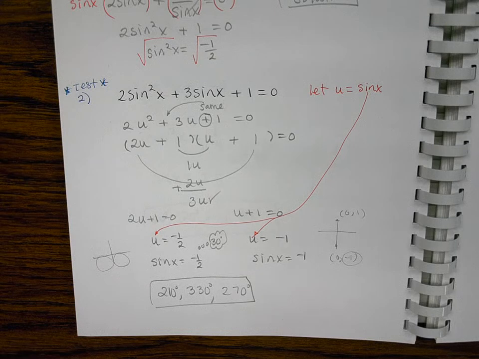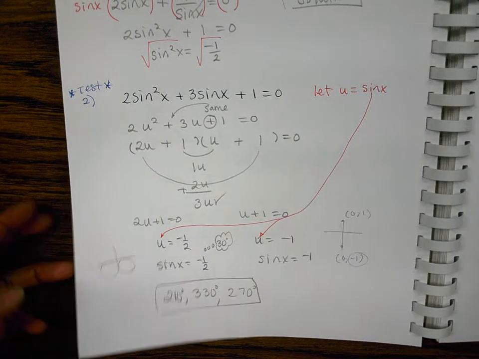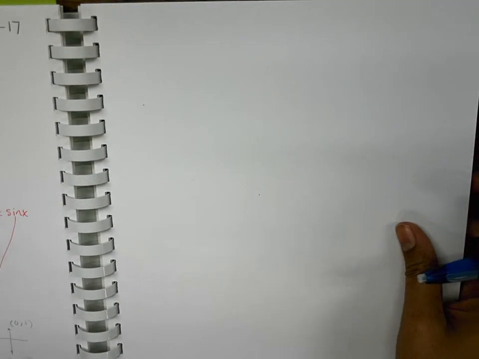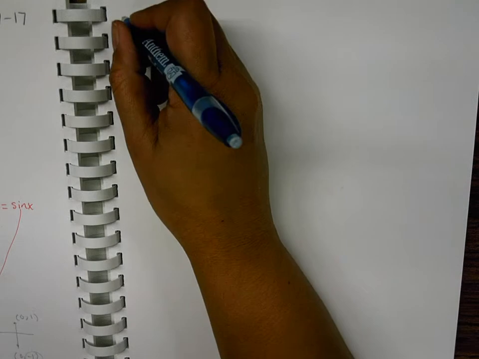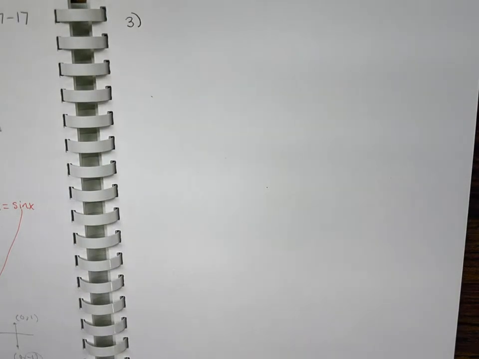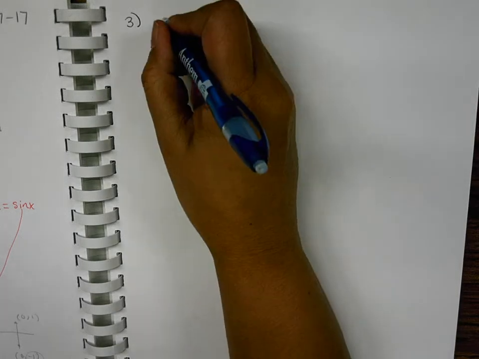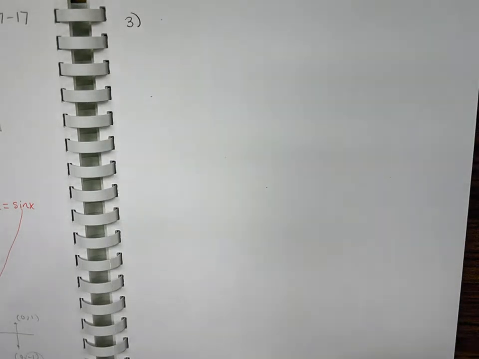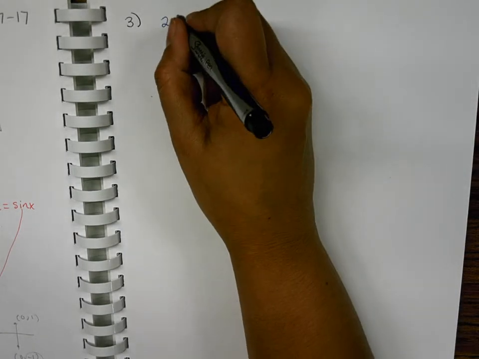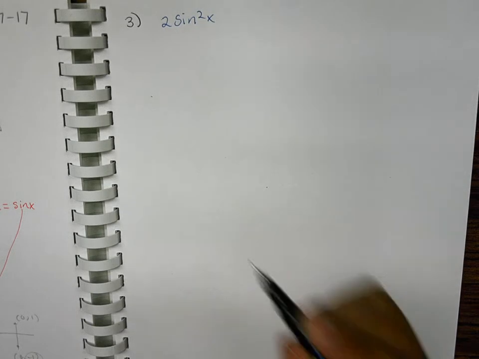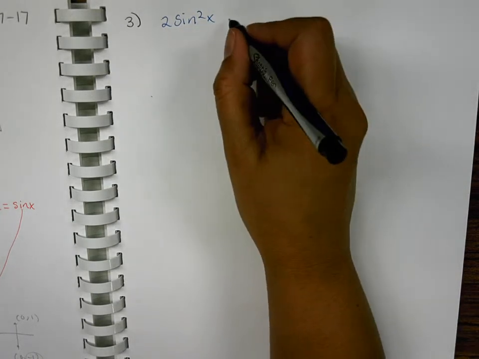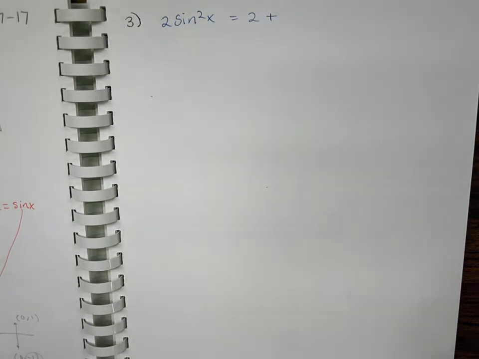Okay, number 3. Two sine squared x equals 2 plus cosine x.